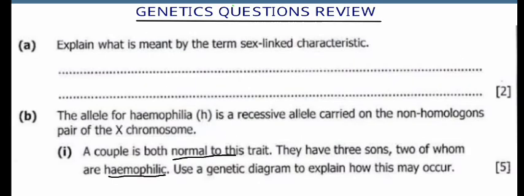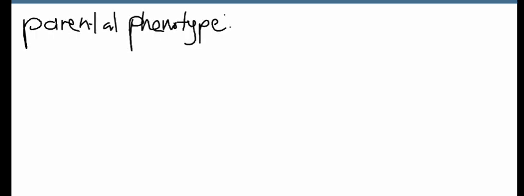Now, since this question was saying both couples are normal, what we are going to do here is make the female a carrier and the male just normal. So here we are going to say parental. When you talk of parental phenotype, this one is just the outward appearance of a living organism. So phenotype itself is the outward appearance of a living organism. So here we are going to have a male being crossed with a female.